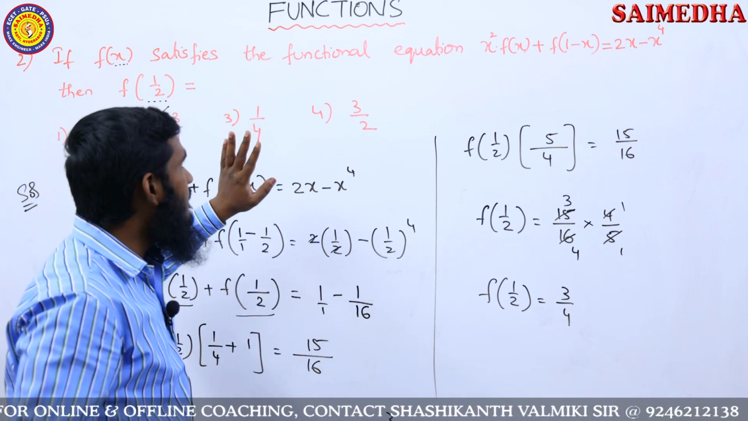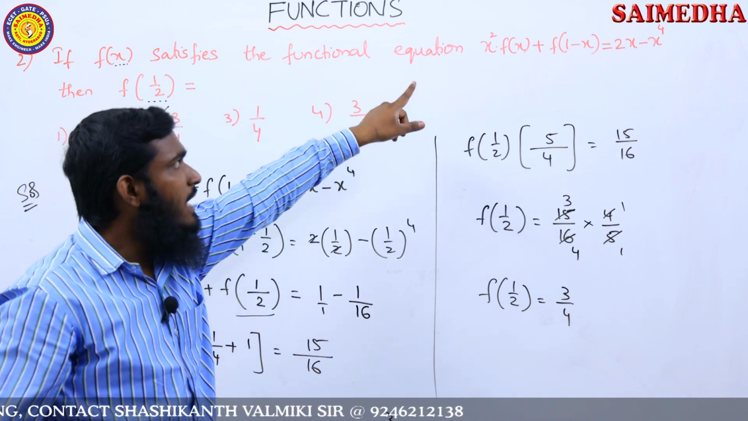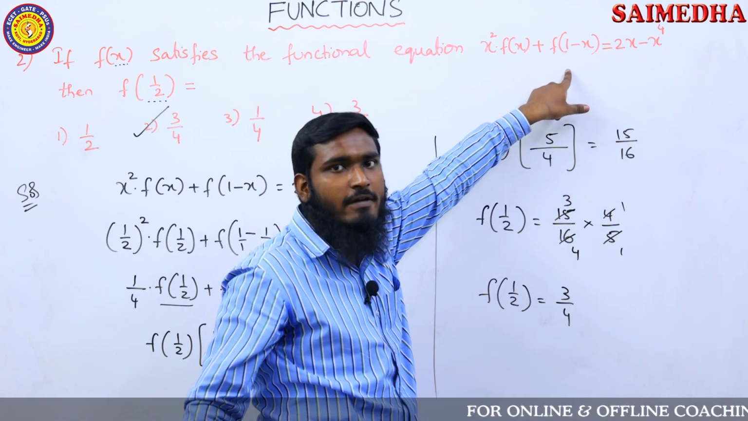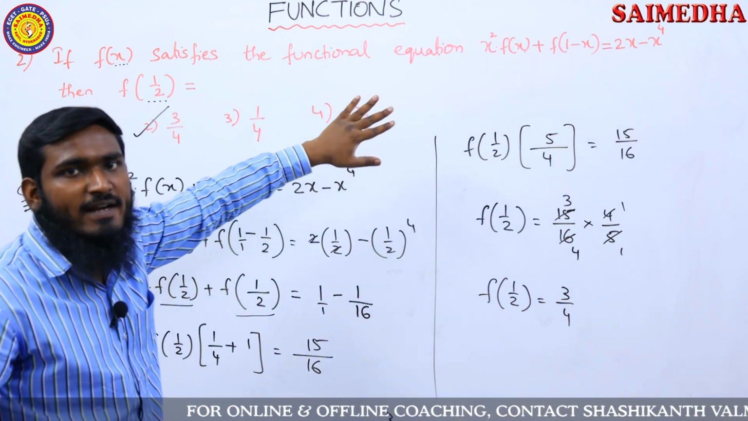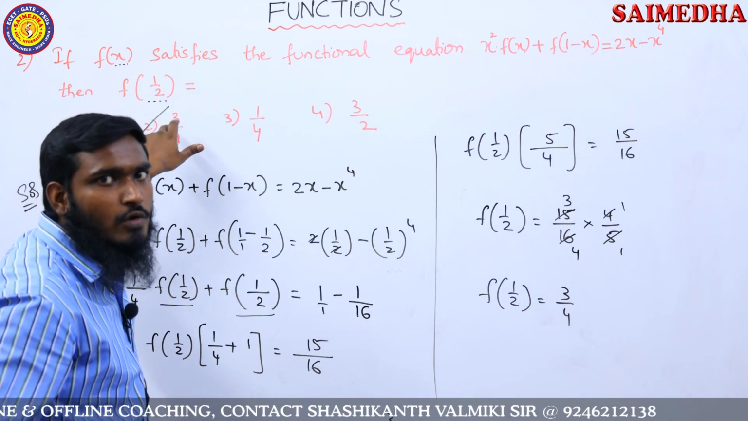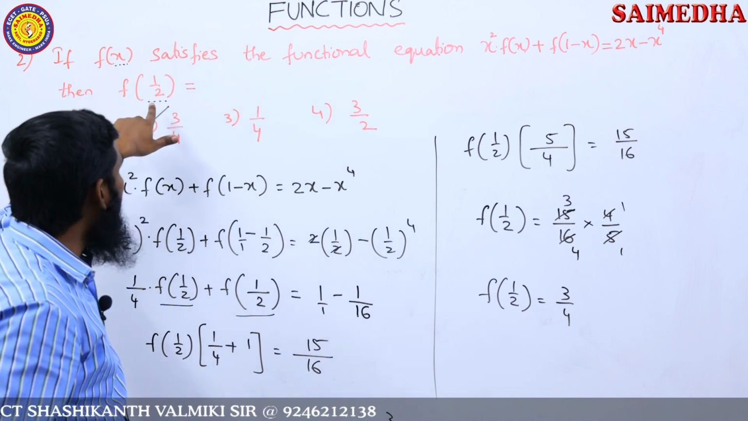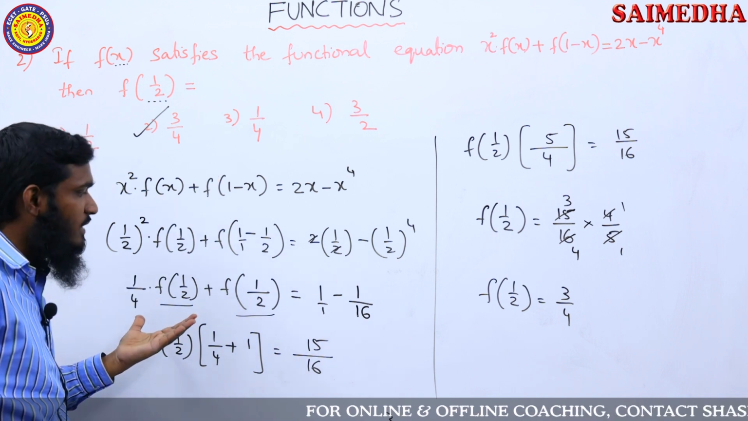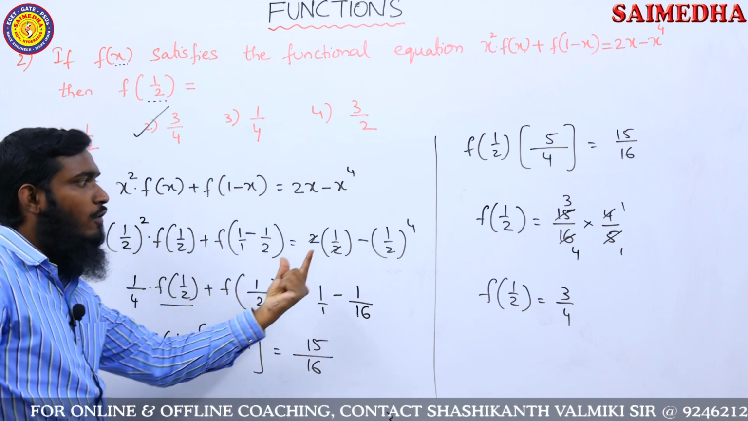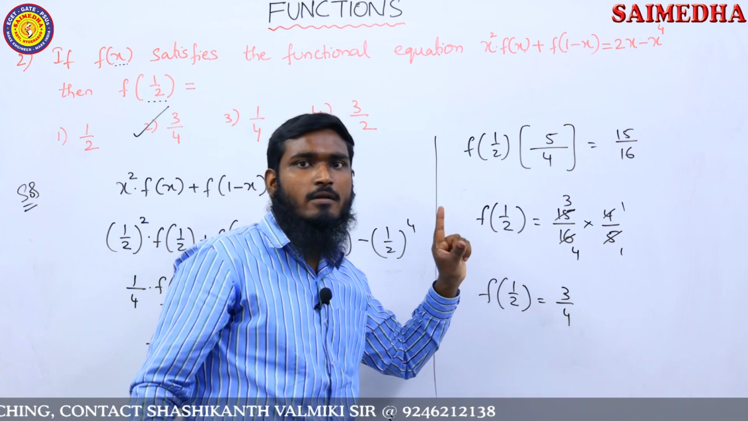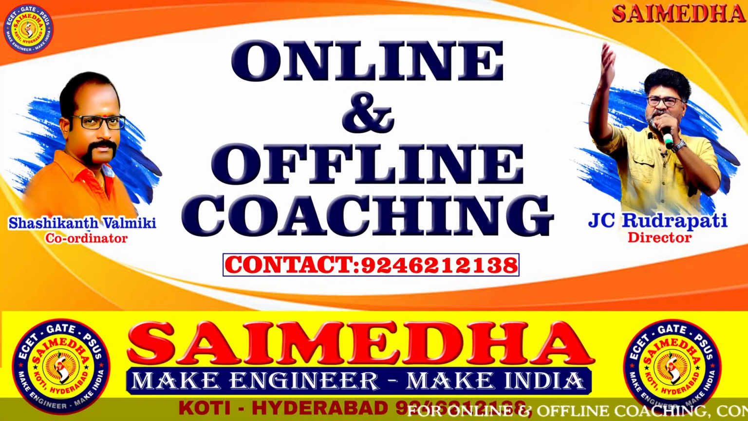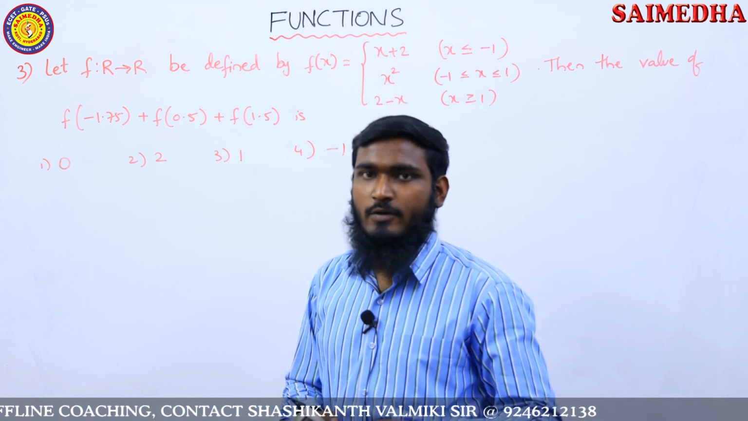Understood all of you? What we have done: the functional equation was given, x square into f of x plus f of 1 minus x equals 2x minus x power 4. In this part, we have to find the value of f of 1 by 2. F of x is given, so in the place of x we write 1 by 2. Whenever we substitute x equal to 1 by 2, we get f of 1 by 2 equal to 3 by 4. So our second option will be correct. Now pause the video, note it down. Okay, now let us see our next question.